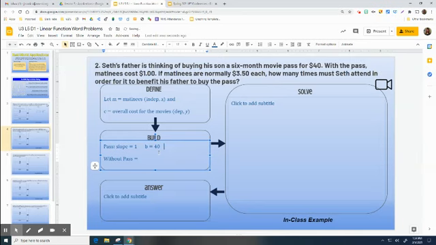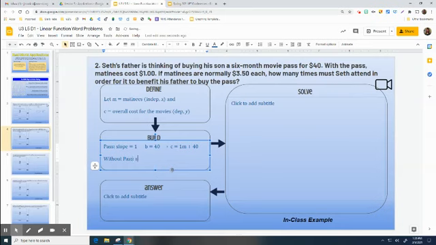So if I put all that together, I can see that the slope is 1 and my y-intercept is 40. So the cost is equal to $1 per movie. Remember, my M is my matinee, but I paid $40 up front for that to happen. So there's my equation for with a pass. Now let's look at without a pass.